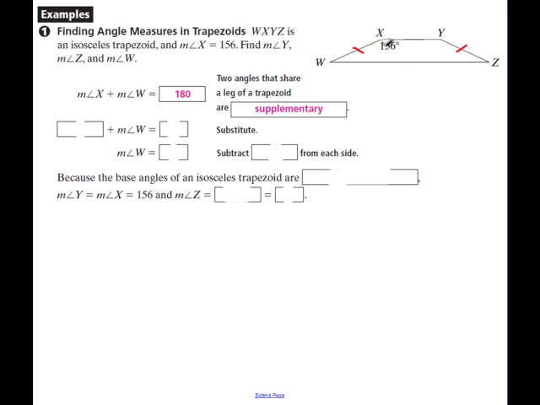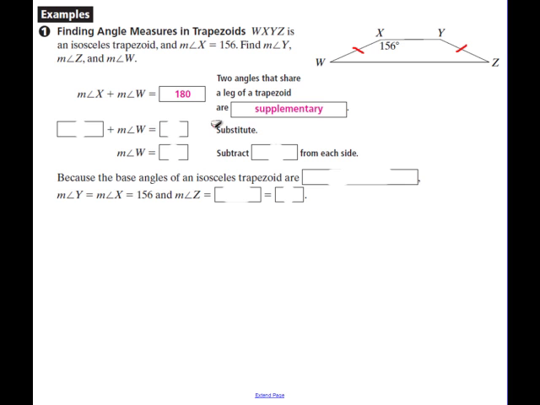And then you see that this angle here for X and this angle here for W are simply same side interior angles. And if you recall from when we talked about parallel lines with transversals, same side interior angles are going to be supplementary. So if you forget this particular rule, there's always another way, which is one of the great things about geometry, is there's often several ways to solve things.